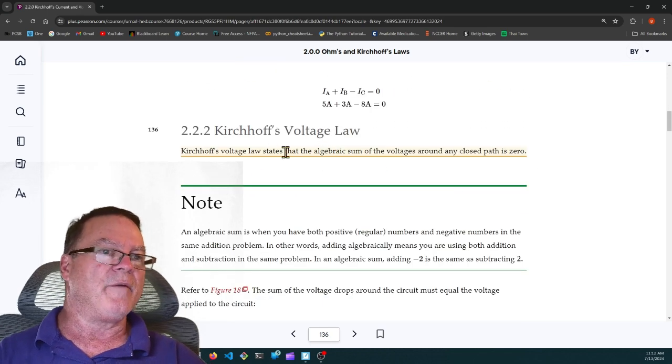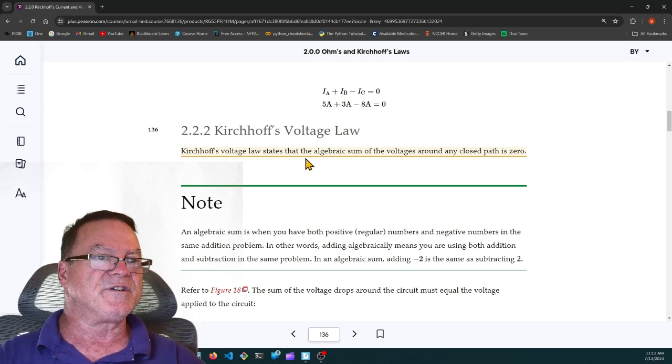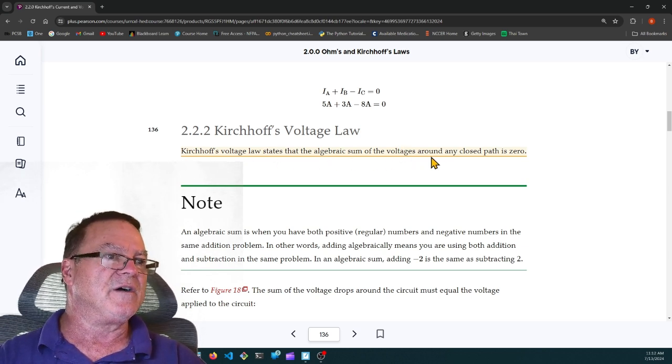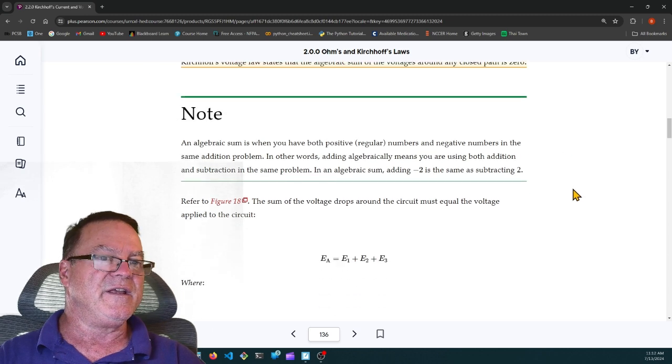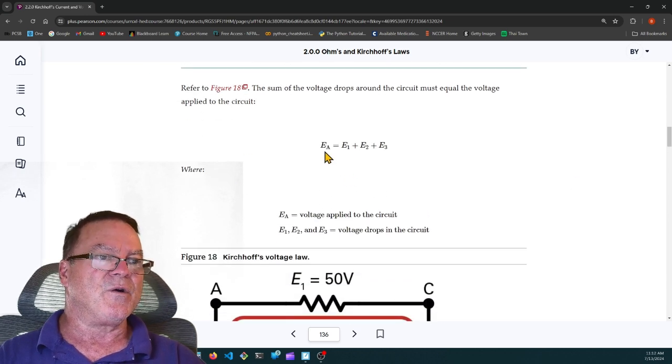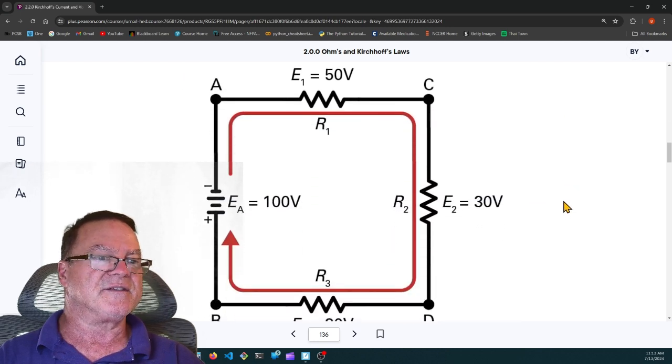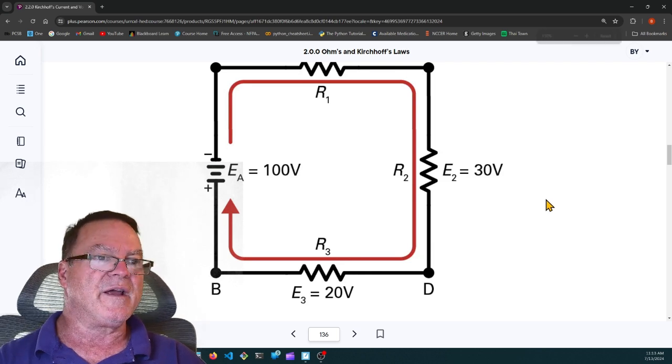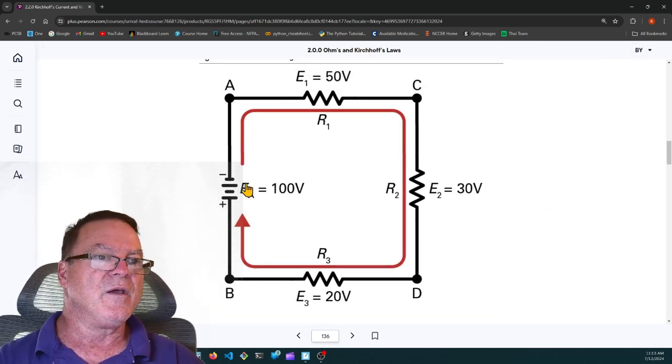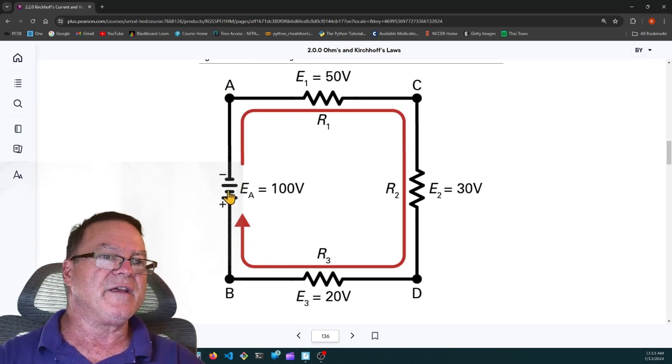Kirchhoff's voltage law. This is highlighted. It says Kirchhoff's voltage law states that the algebraic sum of the voltages around any closed path equals 0. So EA equals E1 plus E2 plus E3. EA, I guess, is the supply voltage, or the applied voltage, I think they call it. So here you have 100 volts, and we have 50 volts, and 30 volts, and 20 volts. Notice that that 50 and 30 and 20 add up to be exactly 100.